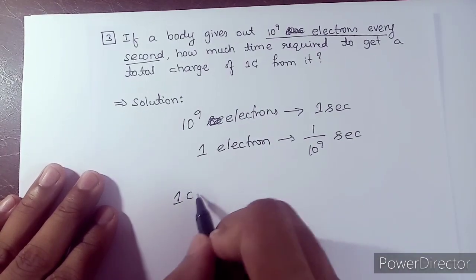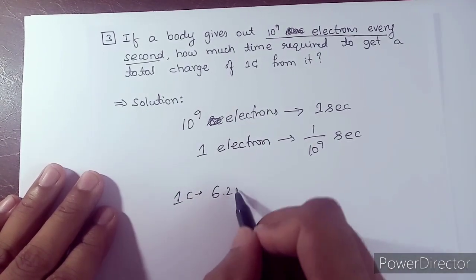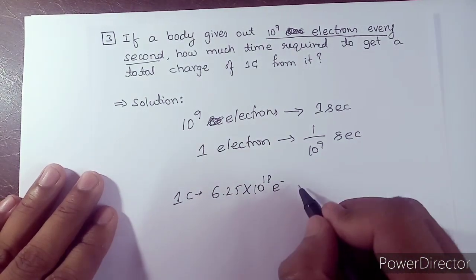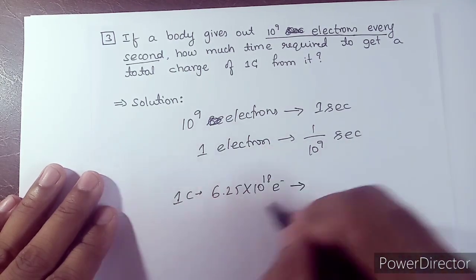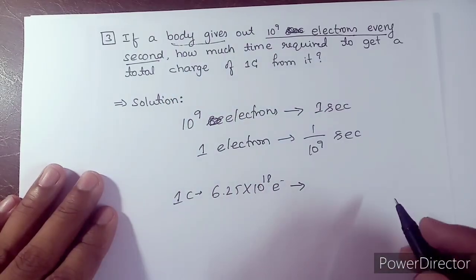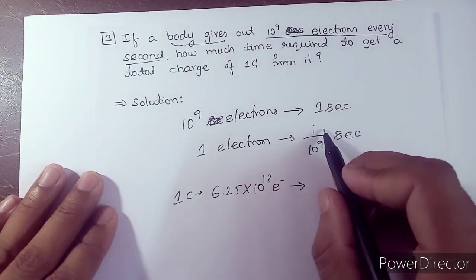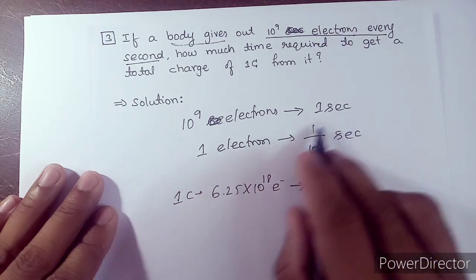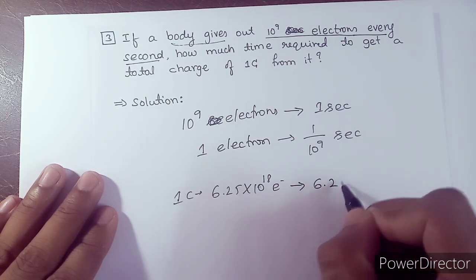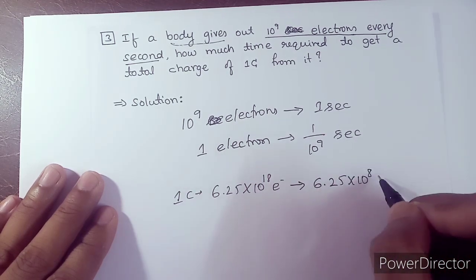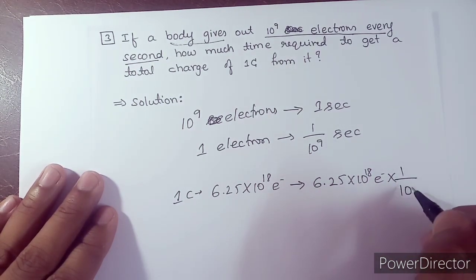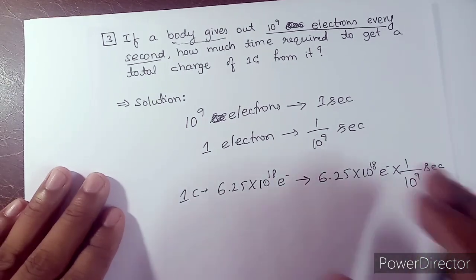So 1 coulomb of charge means how many electrons? 6.25 into 10 to the power 18 electrons, which we have already studied. So how much time does it take for these many electrons to come out of a body? Simple, you just multiply this time with these electrons, because for one electron this much time, for these many electrons, this much time multiplied. So that is 6.25 into 10 to the power 18 electrons into the given time, that is 1 divided by 10 to the power 9 second.